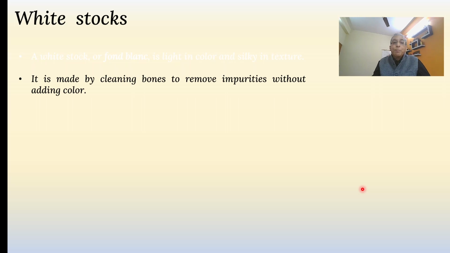How is it made? It is made by cleaning bones to remove the impurities without adding any color. As the name is given, white stock, it has to be ensured from the chef's point of view that the bones are well cleaned. Because if impurities are present in the bone, that will automatically spoil the final color or the outcome of the stock. So it is mandatory to clean the bones very nicely before you go for making stocks.